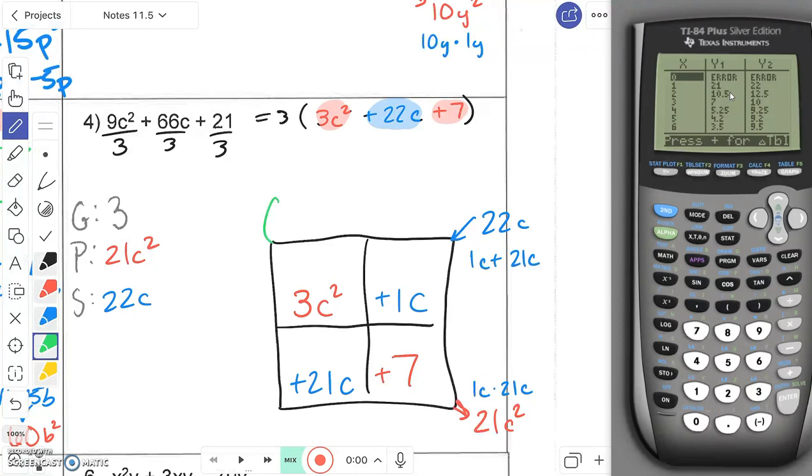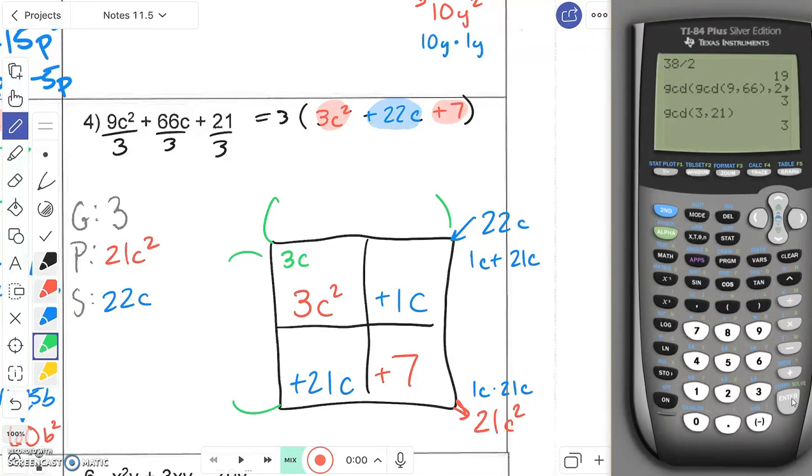I want to pull out my factors for those. So I'm looking at 3c and 21c, and if I'm like, man, I don't know what that is, remember that you can use that greatest common factor. So math, number 9, and then I can do 3 and 21 and get that my greatest common factor is 3. And then they both have a c, so it's 3c. And then I look at that, and okay, 3c times c gives me 3c squared, so both of those, that whole row needs a c.